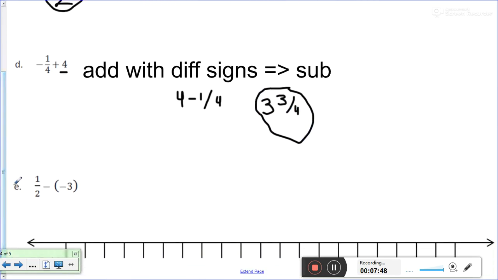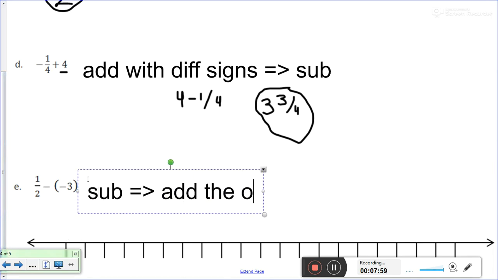Right. For letter E, forgot to get rid of the number line for you. I am subtracting, which means that I'm really adding the opposite. Right. So I'm going to take my minus sign and make it positive, my negative 3, make it positive, so I just have 1/2 plus 3. Well, 1/2 plus 3 is simply 3.5.